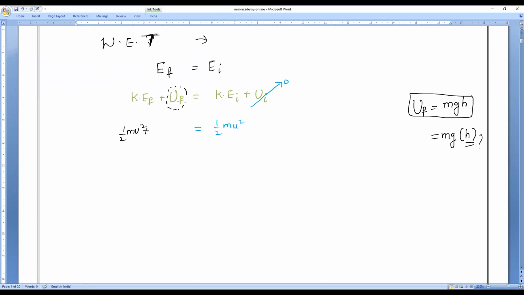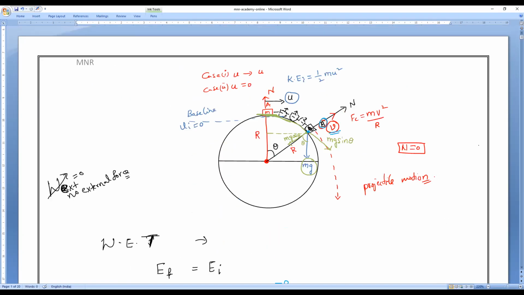Observe very carefully. Now, potential energy: the body is coming down. So is potential energy negative or positive? From the baseline, the body is coming down. Yesterday also I taught you. Whenever the body, from the baseline, goes up it is positive, and coming down is negative. Coming down is negative.